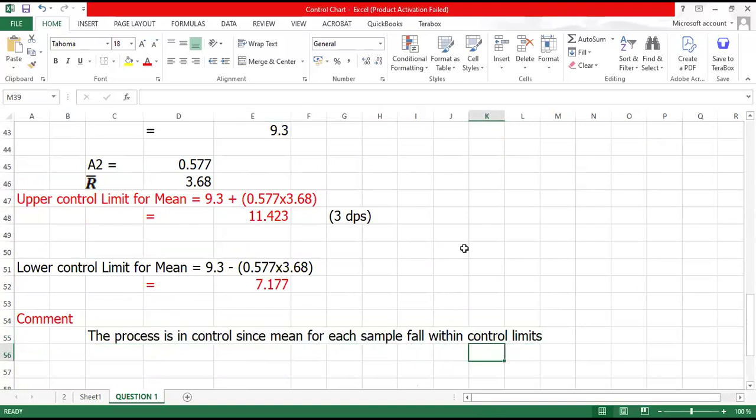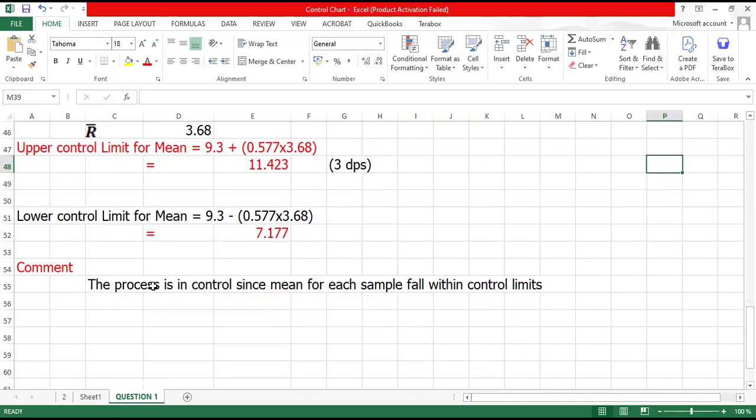If you realize that you have one point or one figure that is above or below the limit, automatically it will be an indication that the process is not in control. So the comment will be, the process is not in control since there is a value that is outside, or not within, the limit.